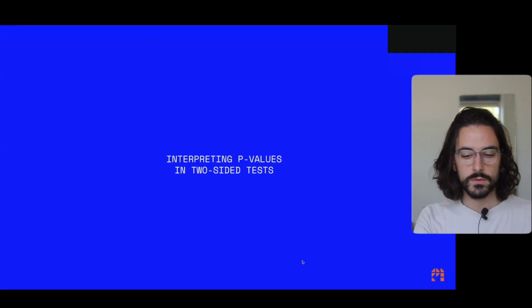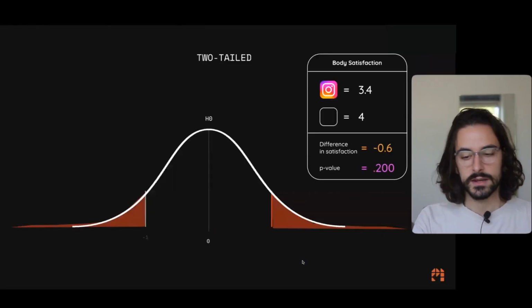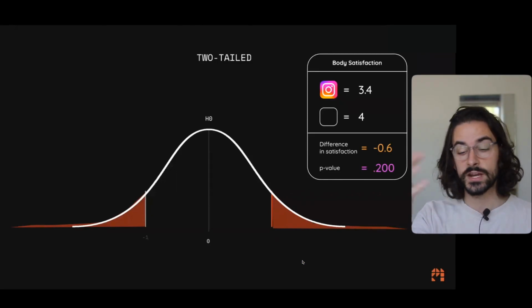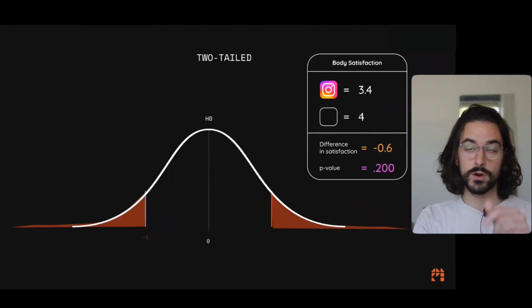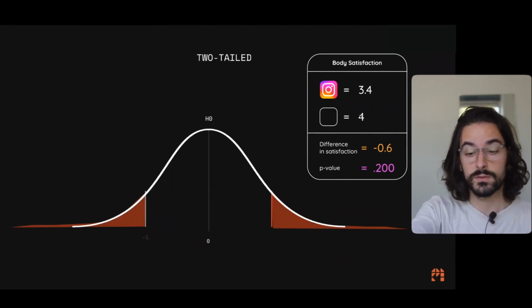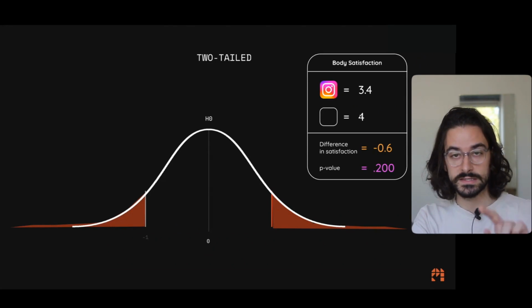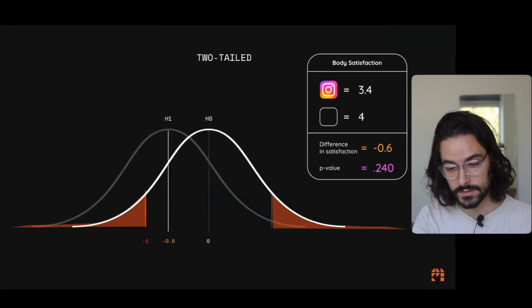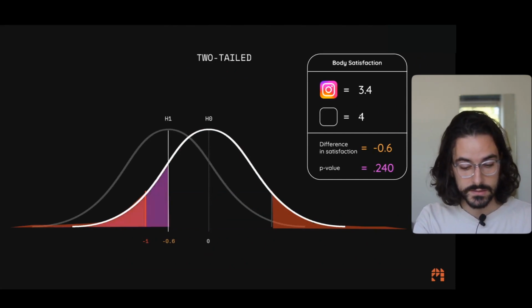Okay, so interpreting p-values in two-sided tests. Let's just look at that again. Let's say we have this body satisfaction measure that we're doing on Instagram, checking how satisfied with their bodies people are. If you don't use Instagram, you have 4. If you use Instagram, it's 3.4. You're less satisfied with your body. The difference in satisfaction is minus 0.6 because it decreases when you use Instagram. So in this case, minus 0.6.